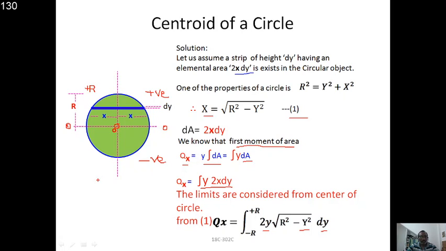So I can say that here it is a positive r, and this point up to this point you can say is a negative r. So up to this point it is a negative r, up to this point it is a positive r, and this one is the zero line. So integration limits are from minus r to plus r. Then use this equation to solve the Qx value.